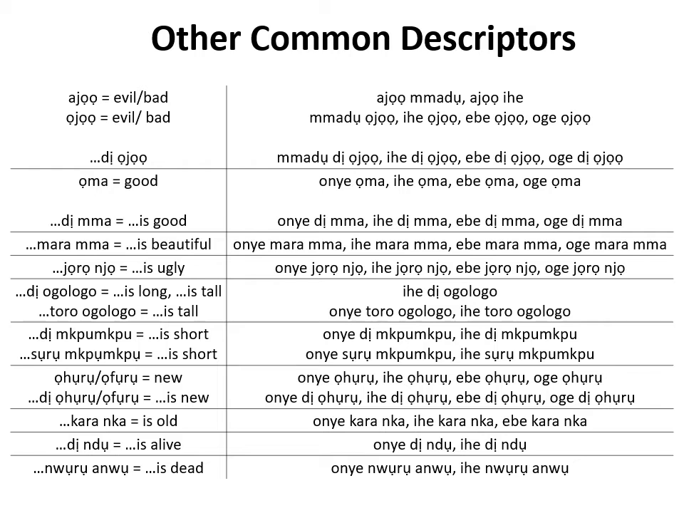And so that's it with a single adjective. If you wanted to say is evil or is bad, you say mmadụ dị ọjọọ or ihe dị ọjọọ, ebe dị ọjọọ, oge dị ọjọọ.